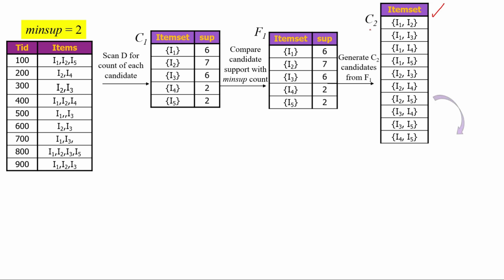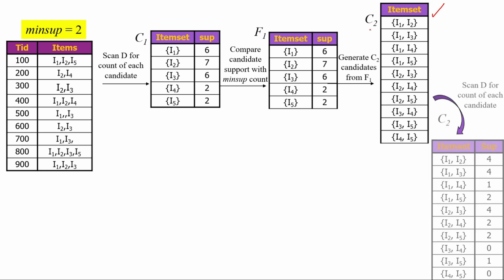Then we again go against the database and calculate their support count. As you can see, I1 and I2 occur together in this transactional database 4 times.